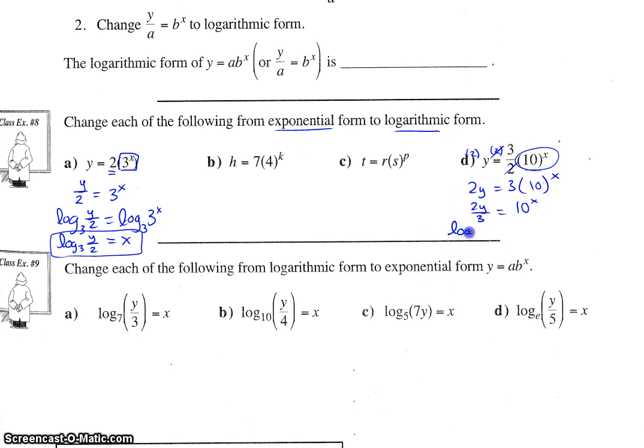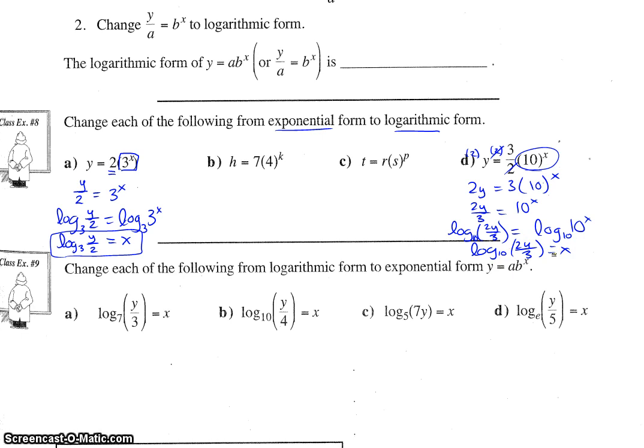Now we log both sides, 2y over 3 inside the log on this side. And what base should we choose on the log? Same base as the power, which is 10. Now, I don't have to write base 10. Oh, that gets into it on the next page. So we'll write base 10 on this one. Okay, and then we'll have log base 10 of 2y over 3 equals x. And there we go.